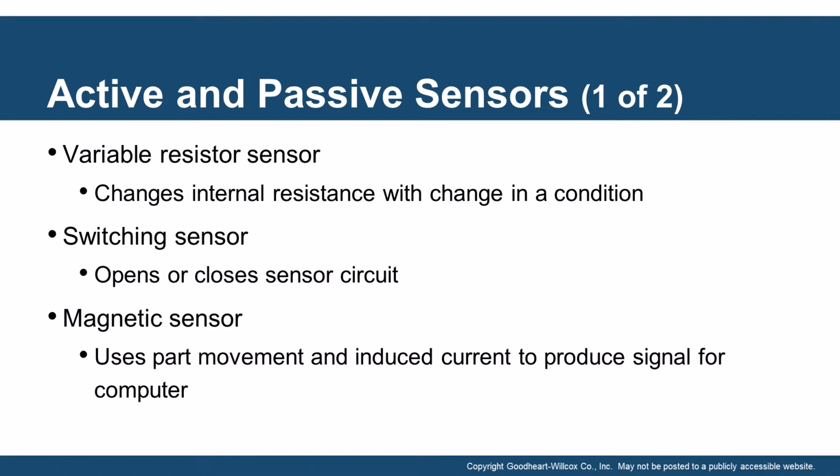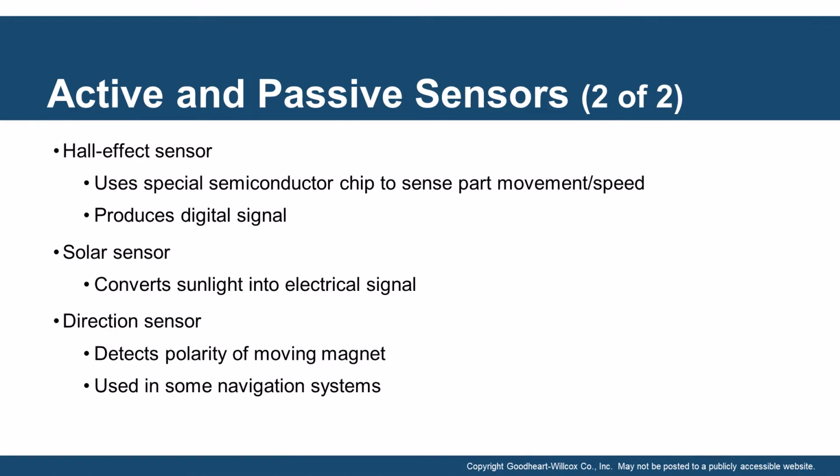We also have magnetic sensors. These have become probably the most common in modern vehicles, and these use parts of different movements to induce a current to produce a signal for the computer, often referred to as some kind of either magnetic pickup or Hall effect style sensor. And here you'll see that we actually have specific Hall effect sensors that use a semiconductor chip to sense parts and movement.